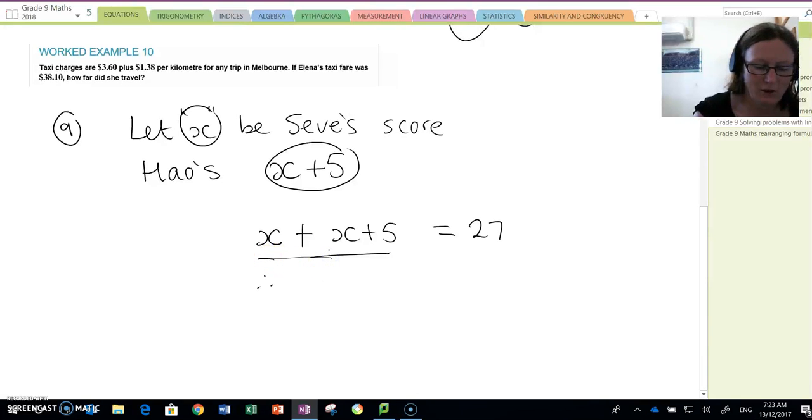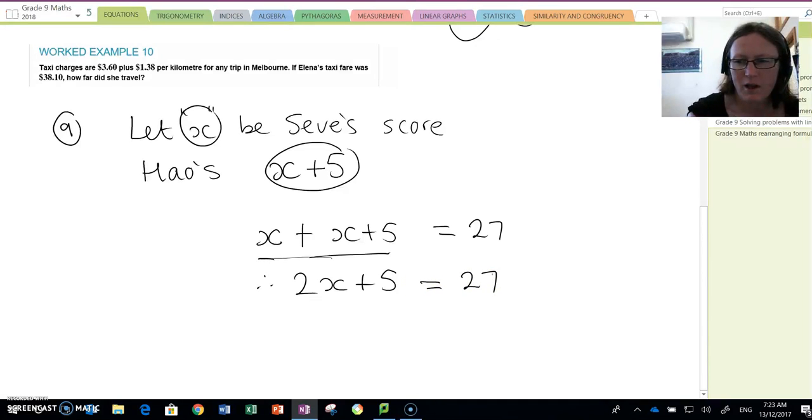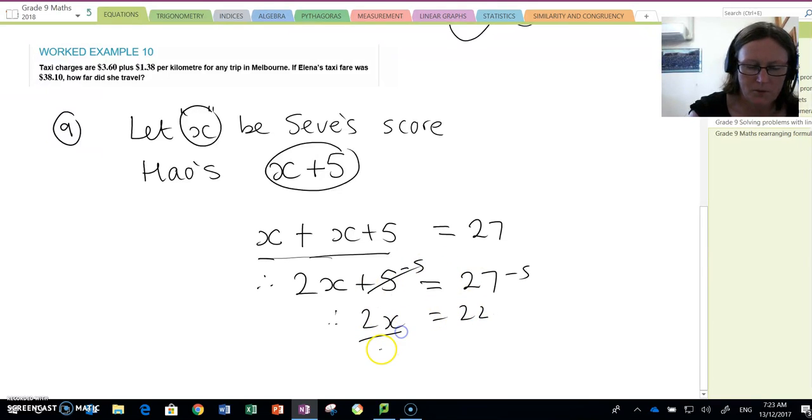We can combine our like terms. So x plus x gives us 2x. So we've got 2x plus 5 on the left-hand side equals 27. Remembering to undo according to SAMDIB, or the opposite of BIDMAS, I'm going to take 5 from both sides. So 2x is equal to 22. The opposite of times is divide, so divide by 2, divide by 2. So x is 11. Now remember, what was x? x was Sev's score.